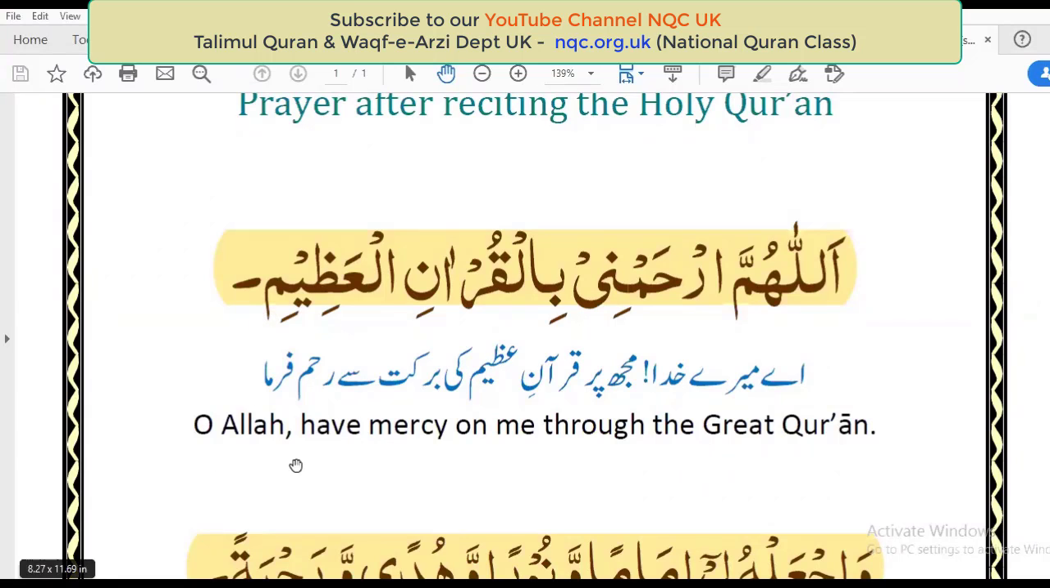Excellent. And can you read the translation for us now, please? O Allah, have mercy on me through the great Quran.